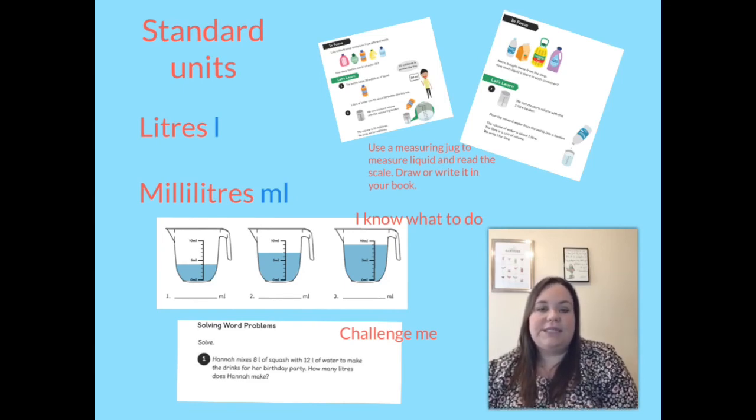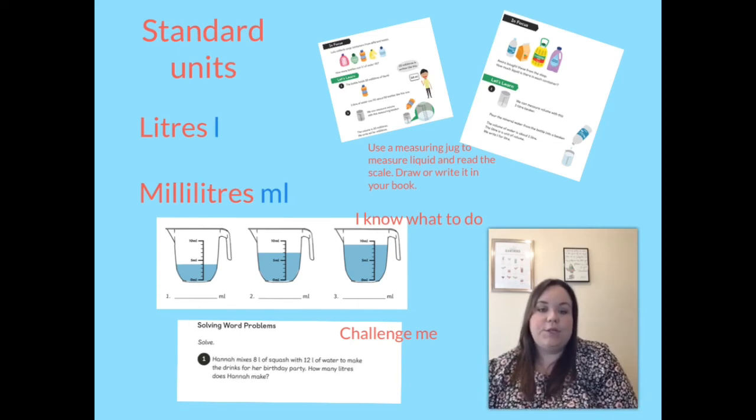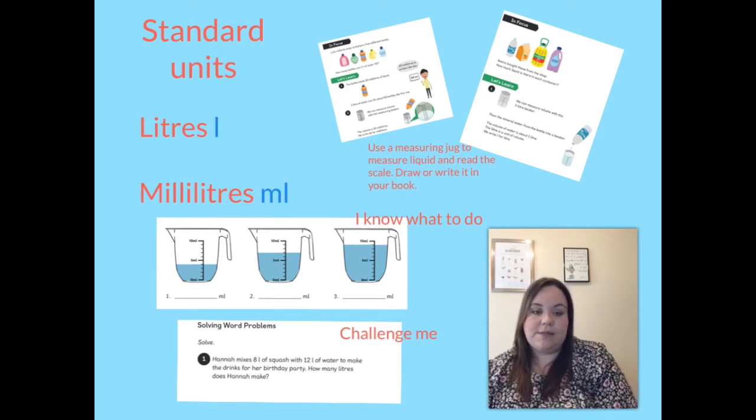So now you might want to go and have a practice yourself. There's 3 different activities here. The first one, you can get a measuring jug and measure different liquids, reading the scale. You could just get some water and practice reading it when you've put the water at different levels. You could draw or write that straight into your book. On our website, I've put 2 different challenges. There's an I know what to do challenge where you've got to read how much liquid is in the measuring jug and write down the unit.